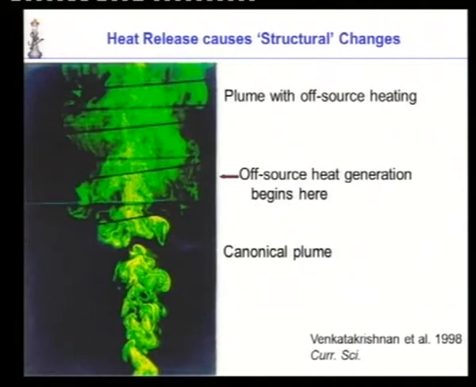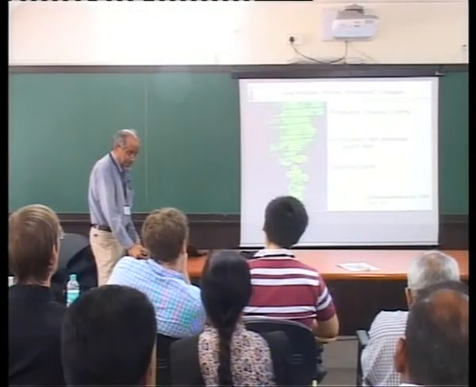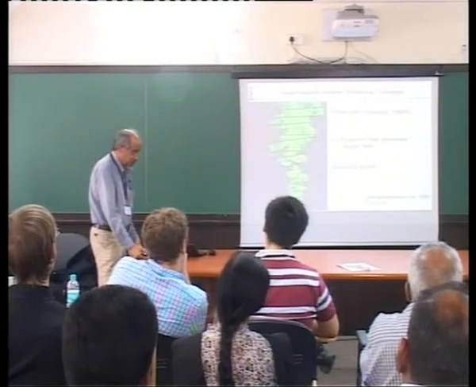Could you say what the Reynolds number is, roughly? Roughly a few thousands, typically 2,000. Some are up to 3,000, some are 1,000. This is a relatively lower Reynolds number thing.